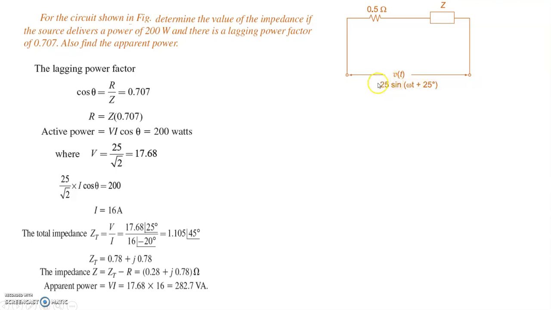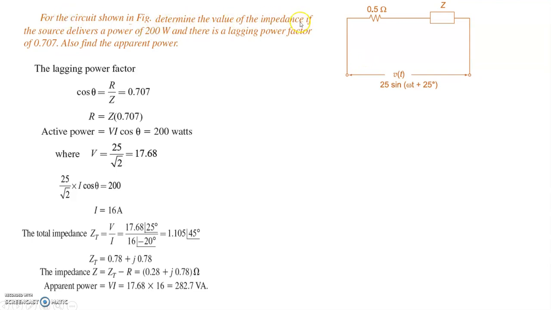So here the RMS value is 25 by root 2. The frequency of the system is omega, and this source voltage is to be taken as 25 by root 2 at an angle of 25 degrees. 25 by root 2 is 17.68 at an angle of 25 degrees, which is the representation of this source in the phasor domain.